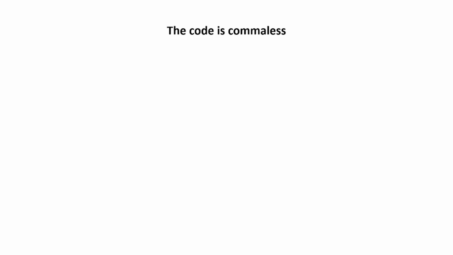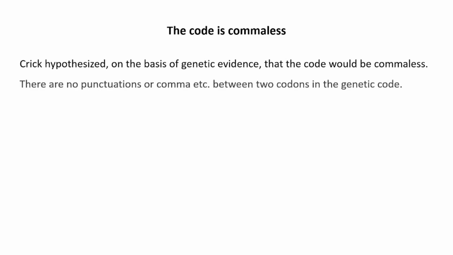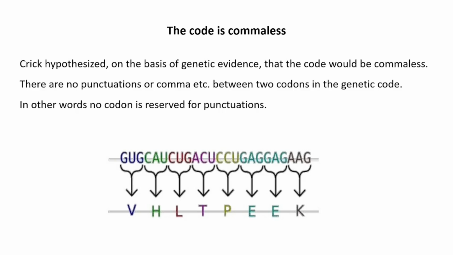Crick hypothesized on the basis of this that the genetic code would be commaless, which is the second important characteristic of the genetic code. There are no punctuations or commas between the two codons in the genetic code. In other words, no codon is reserved for punctuation in the genetic code.